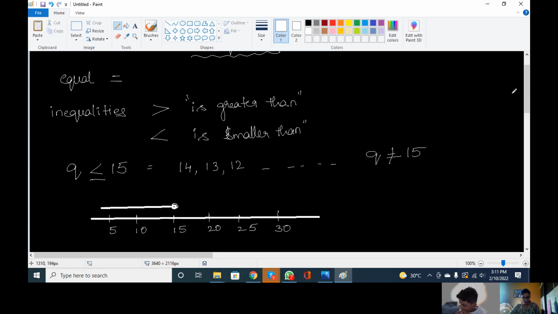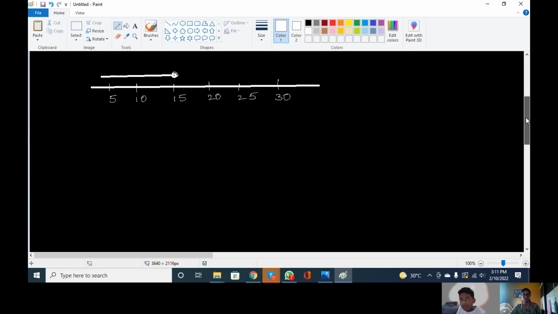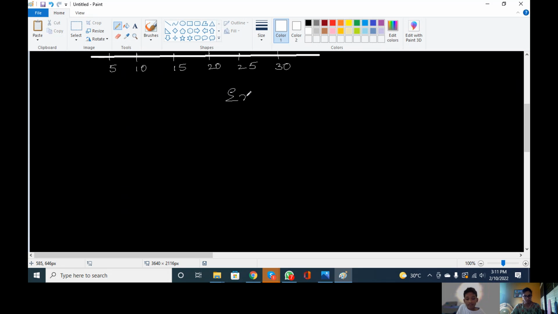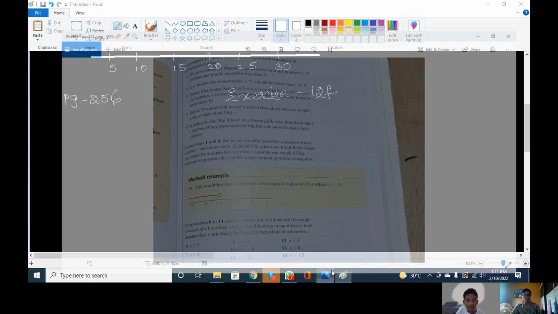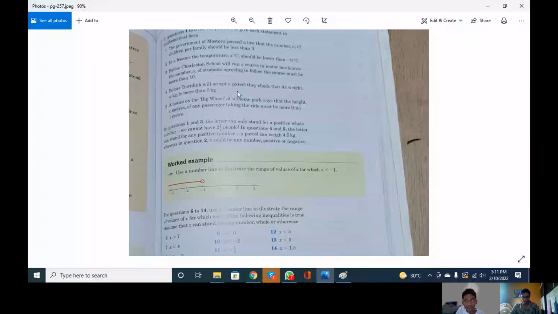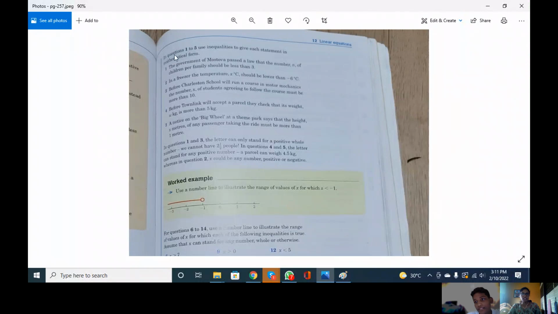Let's now do exercise 12F, page number 256 in your STP. Questions are here. In questions 1 to 5, use inequalities to give each statement in mathematical form. We should read each question and use whichever inequality symbol is required: less than, greater than, less than or equal to, or greater than or equal to.